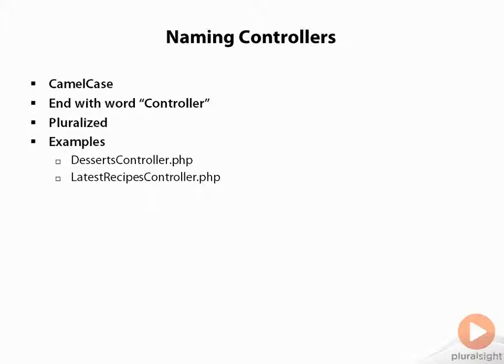So if we have a controller that is going to deal with desserts, we'll name it desserts, plural, and then we'll add on the name controller. In our last example, we have a controller that will deal with just the latest recipes. We have a capital L and a capital R on recipes. You'll notice recipes is plural, and then we've added on the name controller.